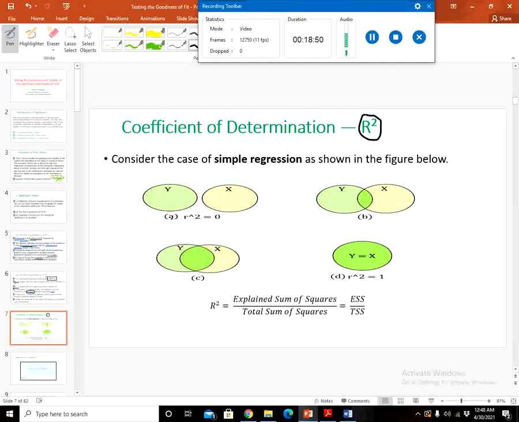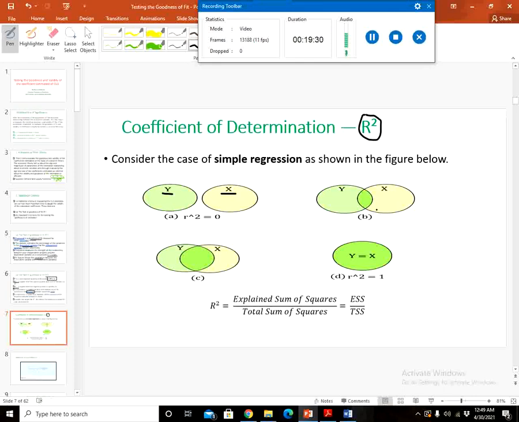This is A, where R-square is 0. Look at these variations. These are variations in Y and these are variations in X. And we see here there is no common variation in X and Y. X and Y have no relationship, no connection at all. It means in this model, if we estimate the model and then calculate the R-square, the R-square will be equal to 0, which shows that X doesn't affect Y.